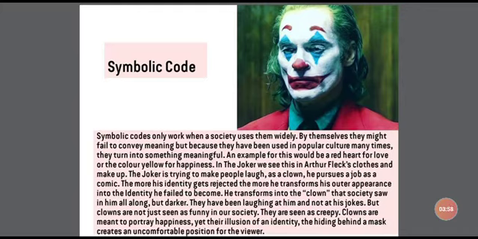Symbolic code. Symbolic codes only work when a society uses them widely. By themselves, they might fail to convey meaning, but because they have been used in popular culture many times, they turn into something meaningful. An example for this would be a red heart for love or the color yellow for happiness. In the Joker, we see this in his clothes and makeup.